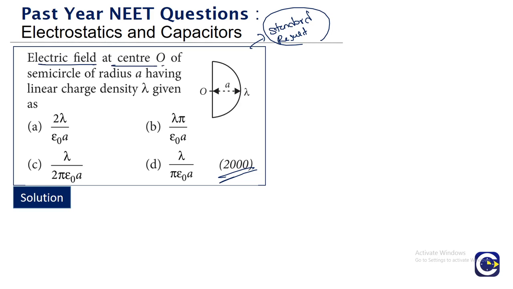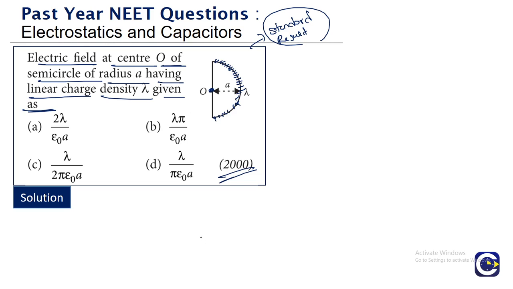Electric field at center O of the semicircle of radius a, having a linear charge density lambda, is given as. So we have a semicircle, the semicircular portion, which is having a linear charge density lambda. We have to find the field at the point O.